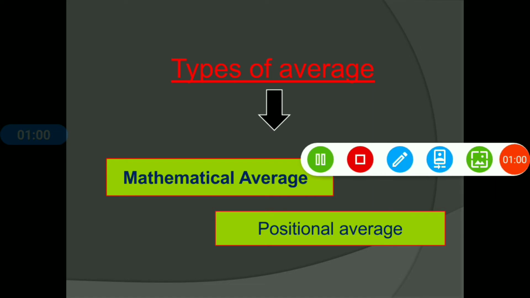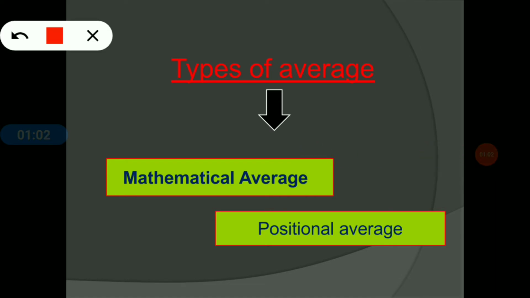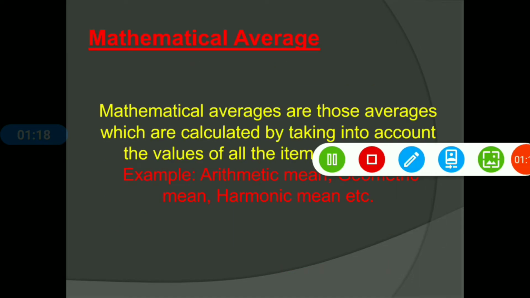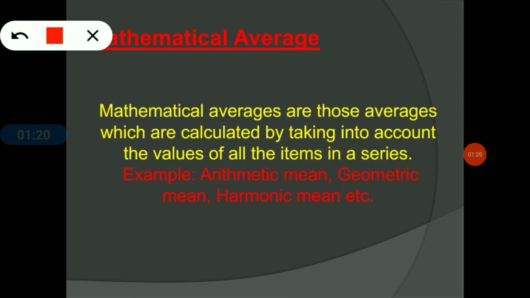Average is of two types. The first one is the mathematical average and the second one is the positional average. Now let's discuss what the mathematical average is and then the positional average. Let's move on to the next slide. Here is the slide for the definition of the mathematical average.